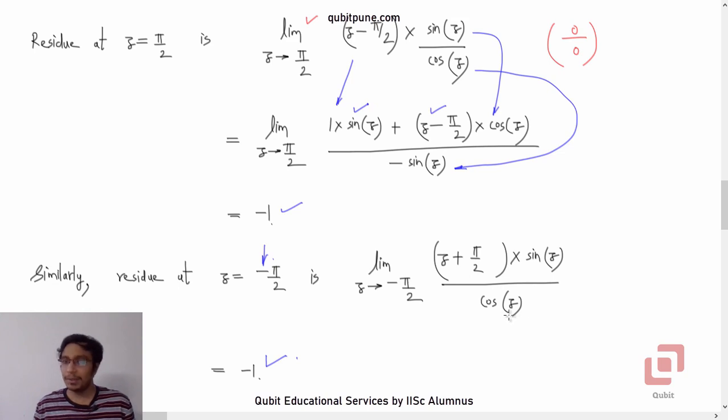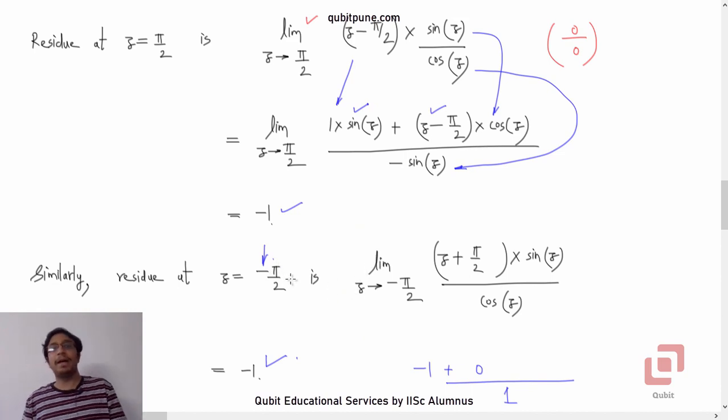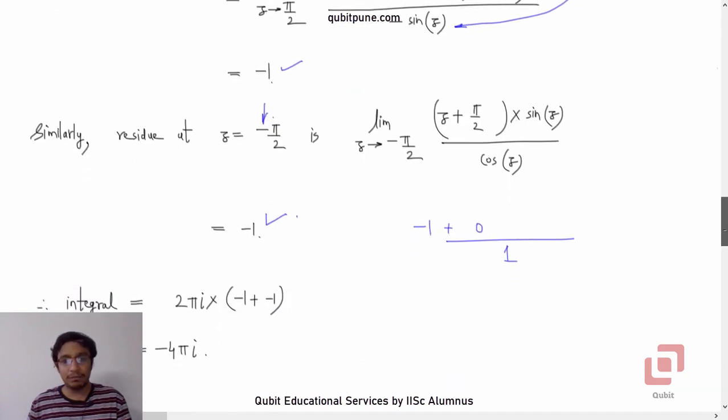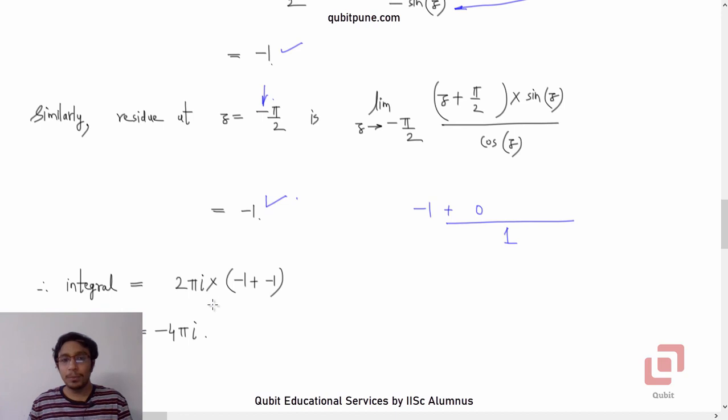The denominator is going to be minus sine z. Let's take the derivative of the numerator, which is going to be 1 times sine z, so minus 1, plus this is anyway going to be 0, so minus 1. Okay, correct. So we have now successfully computed the residues at pi by 2 and minus pi by 2. Let's now add them, which will give us minus 2, and therefore the value of the integral will be 2 pi i times minus 2, or minus 4 pi i by the residue theorem.